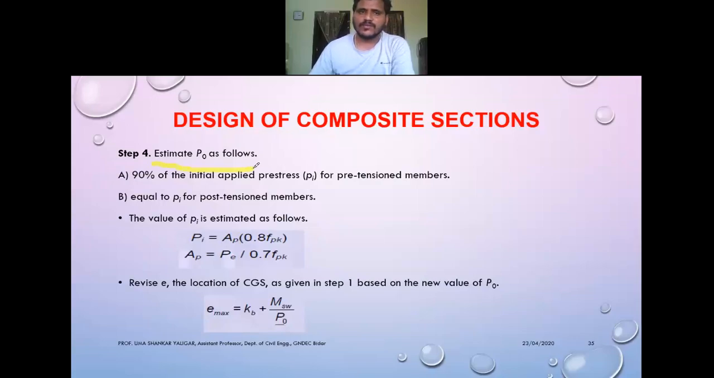Then step number 4: estimate P naught, the initial pre-stress, as follows. A is 90% of the initial pre-stress, the initially applied pre-stress, for a pre-tension member. But if it is a post-tension member, it is equal to PA. Then the value of PA is equal to AP into 0.8 FPK. After calculating this PA, here AP is equal to PE divided by 0.8 of FPK. We know the PE value, we know the FPK value, so you will get AP.